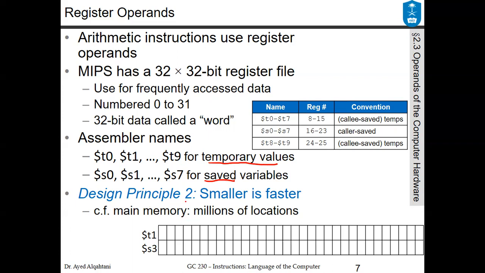Now, here is design principle number 2. Smaller is faster. This is contrary to the main memory. In the main memory, you have millions of locations. But here we have only 32 different registers. Each one of them is 32-bit. So, for example, register T1 has 32-bit. Register S3 has 32-bit. And that's it. The main memory would have a lot of locations. Actually, the main memory in the MIPS is starting from location 0 all the way to location 2 to the power of 30 minus 1.